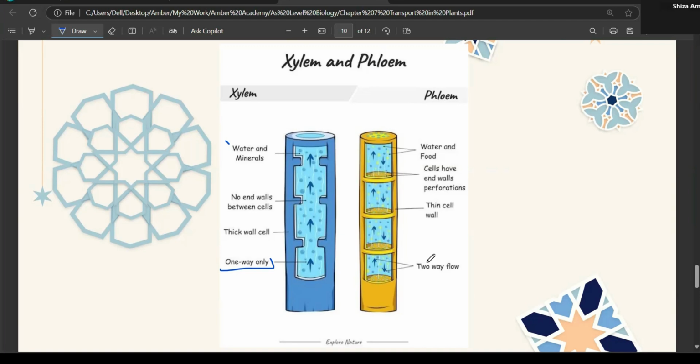Okay, so it's a two-way flow. If it is needed in leaf, then it's also needed in stems. It's also needed in roots. So it's a two-way flow. While water is just conducted towards the upside, towards the leaves, and towards all the structures that are present above.